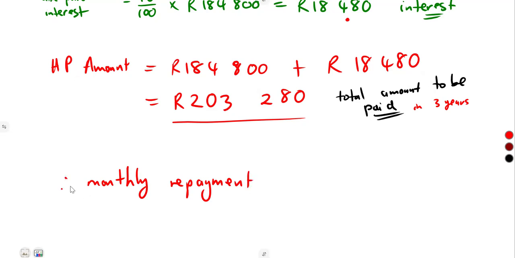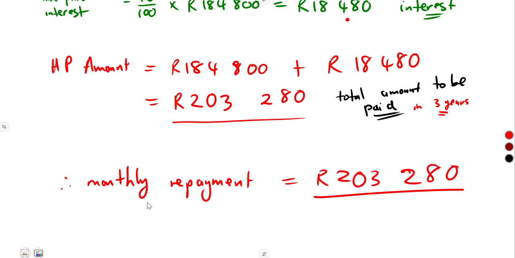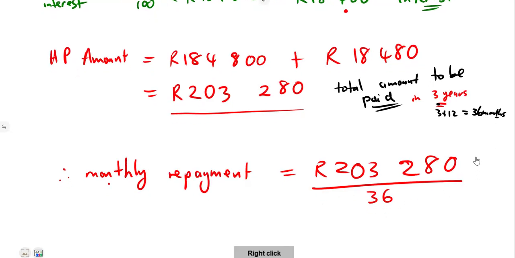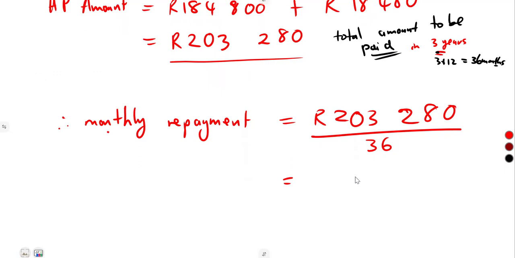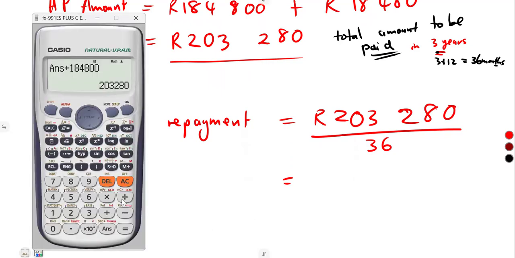This is what we need. So it's going to be the total amount to be paid in 3 years, which is 203,280. Over what? Monthly, so this must be converted to months. So that's 3 times 12, which gives us 36 months. So we must divide by 36 months, because this money is paid monthly, per month. So just take this total, divide by 36. So this is what you're going to have.